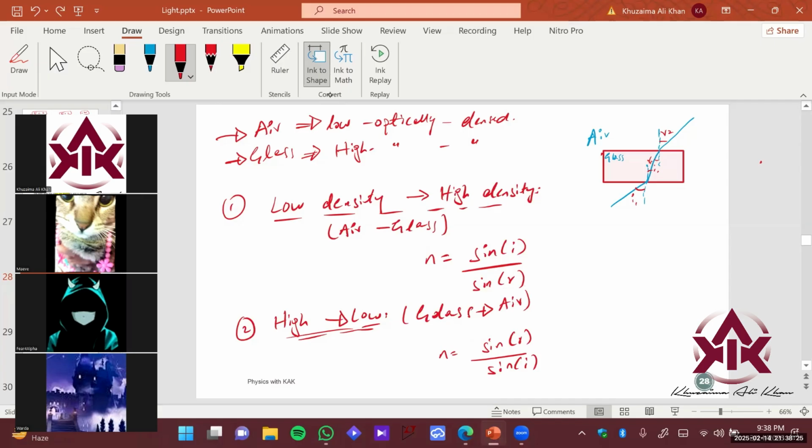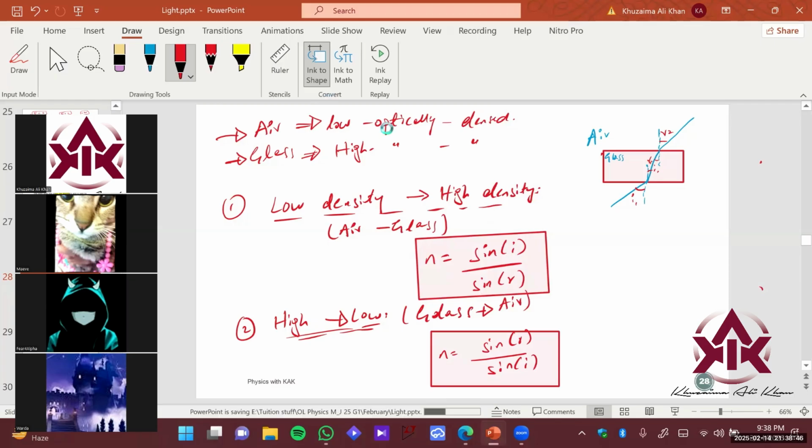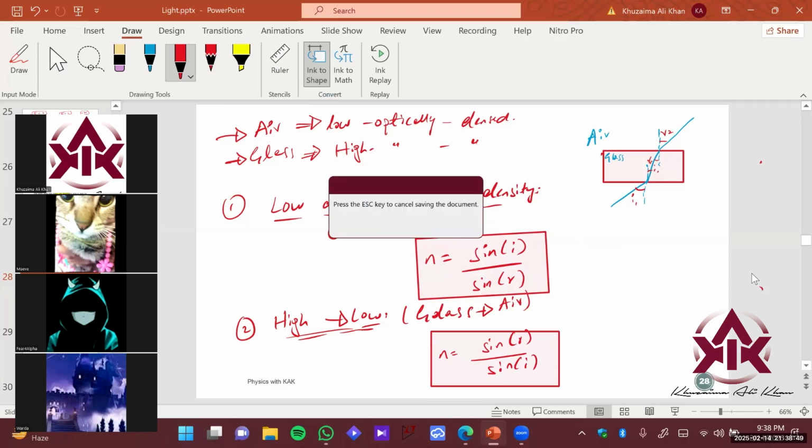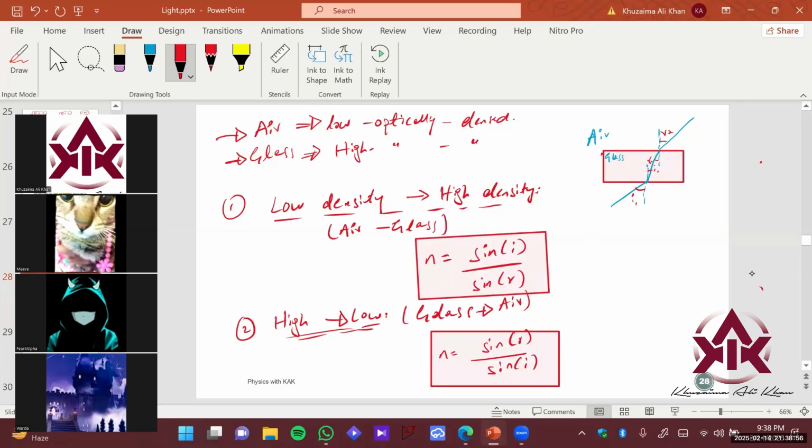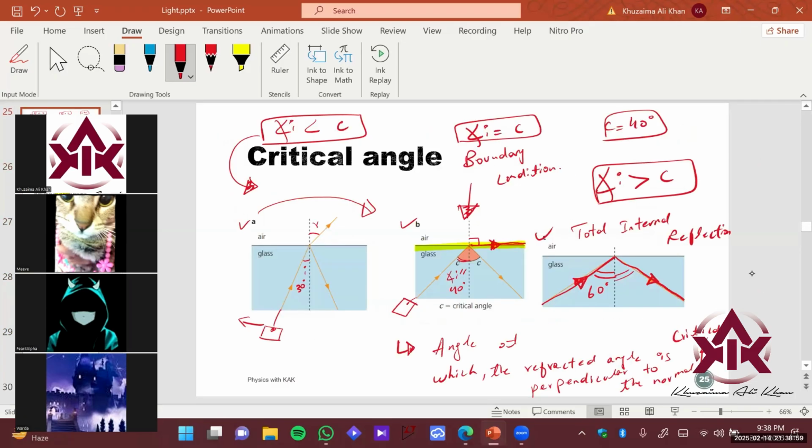Let me choose this, right? Okay. This is the formula which you should remember over here, right? So now let's start and let's simplify the expression for critical angle over here, right? So let's say you have this scenario which we have learned in the last class of critical angle, right? Let me copy the diagram.